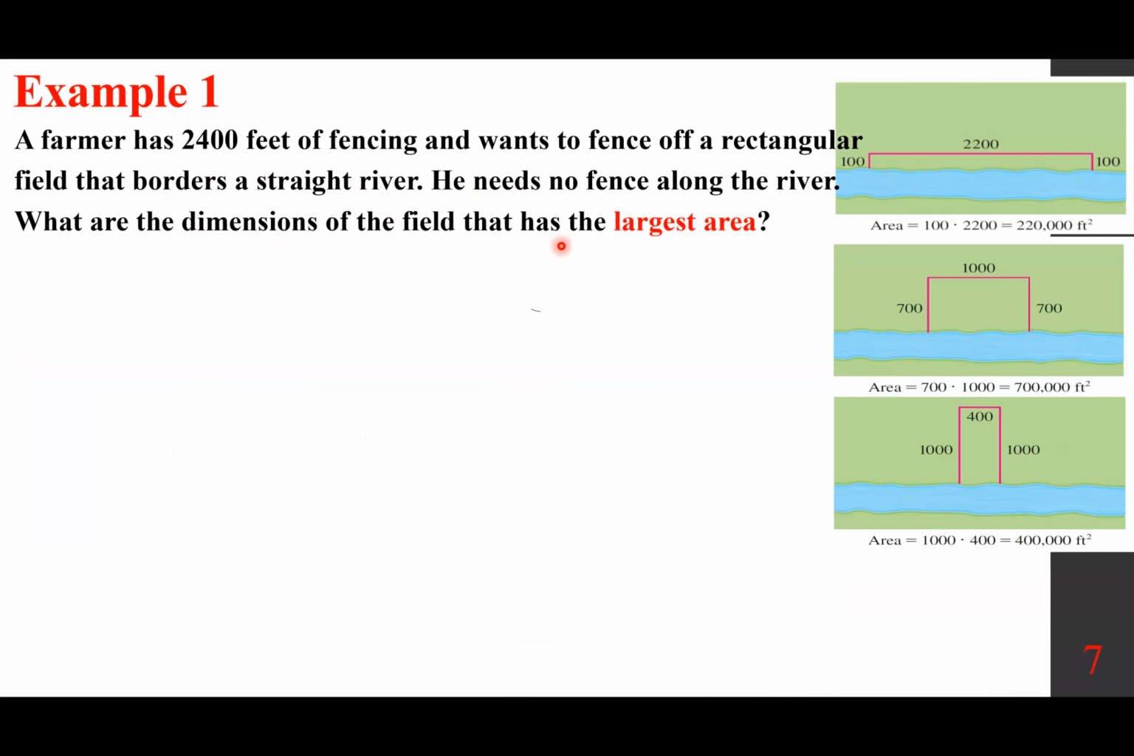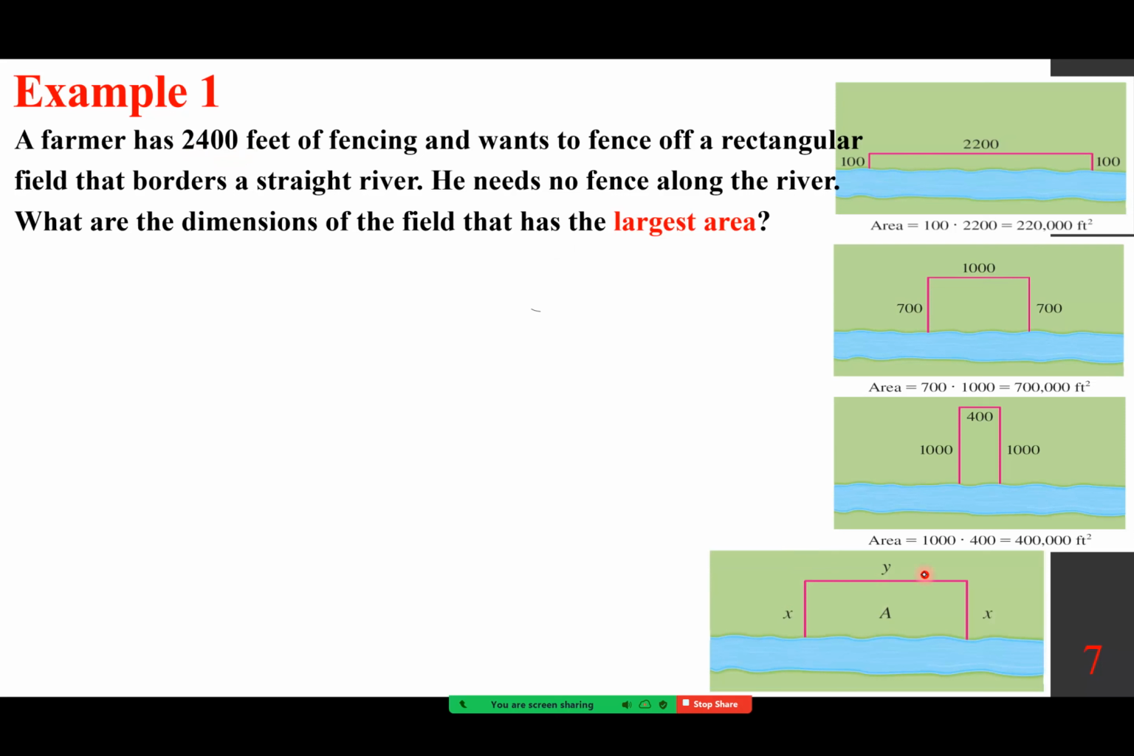If we just wanted to make something up, we would go with different dimensions. For example, 100 times 2,200, 700 times 1,000, so on and so forth, in order to cover this constraint. But if we want to do it properly using a mathematical process, we are saying we don't know the width and the length.